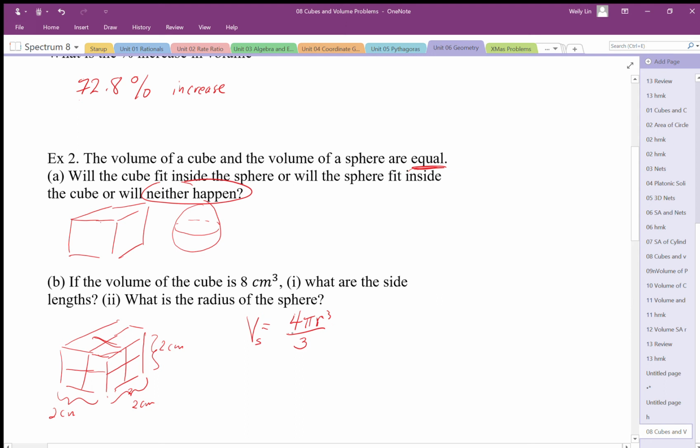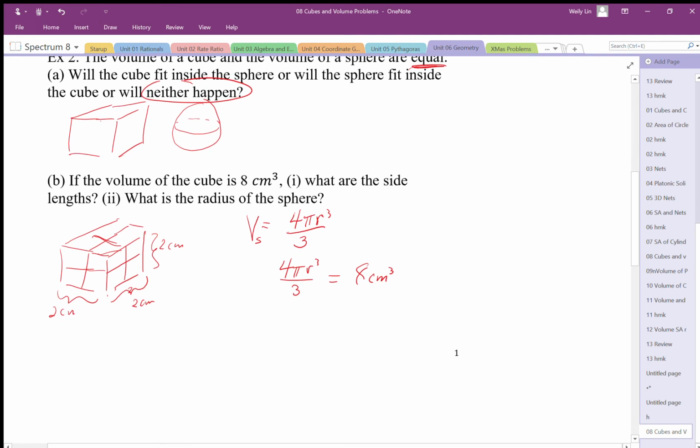So when we think of this, we can write the formula. That's equal to 8 centimeters cubed, and we're trying to actually find the radius. This is a situation where we can use algebra. I need to find r, which means I need to undo a times by 4 pi, undo a divide by 3, and undo the cube there. I'm going to do this in steps. So what am I going to undo? I'm going to undo the divide by 3 by times 3.